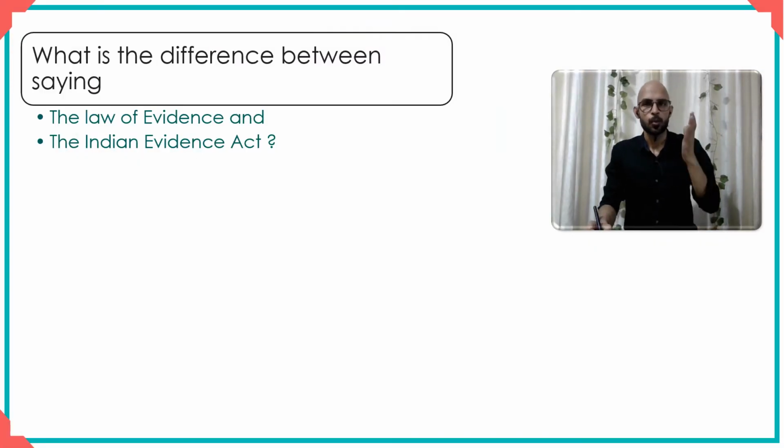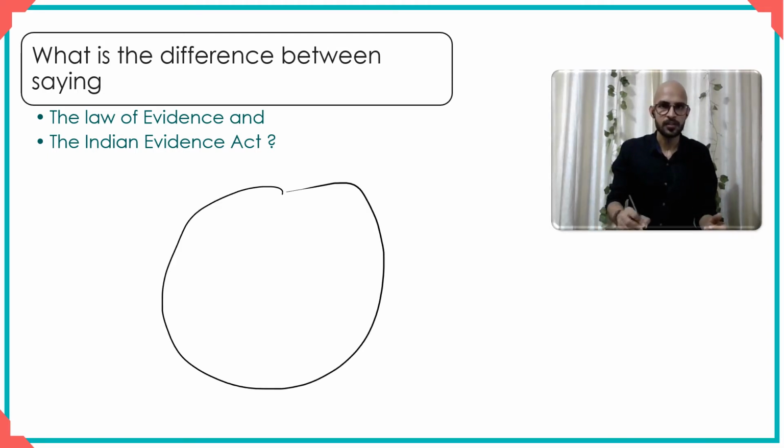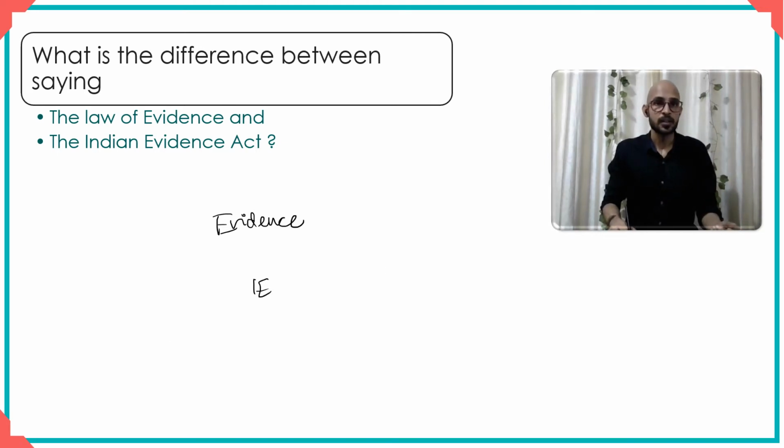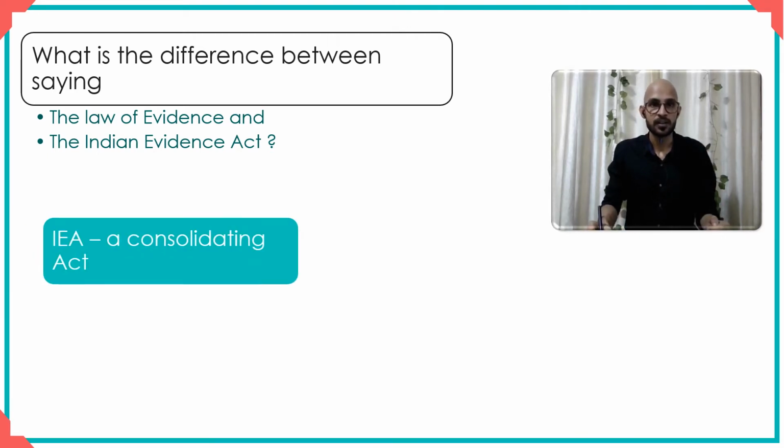Okay, when I say that there's a difference between law of evidence and Indian Evidence Act, it means that your law of evidence is the larger circle. So you have laws relating to evidence in the larger circle, and inside that you have the Indian Evidence Act, which also gives you some principles relating to laws of evidence, which means that you ideally should be finding the laws of evidence elsewhere, right? It's important for you to know that the Indian Evidence Act is what is known as a consolidating act. Let me tell you what that means.